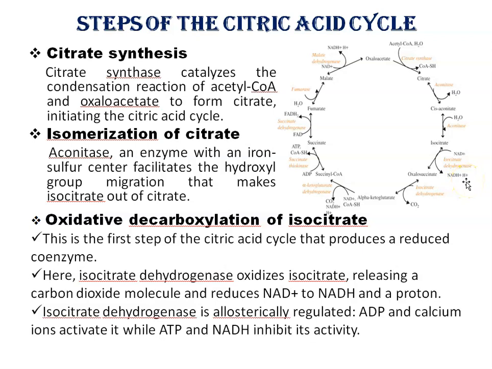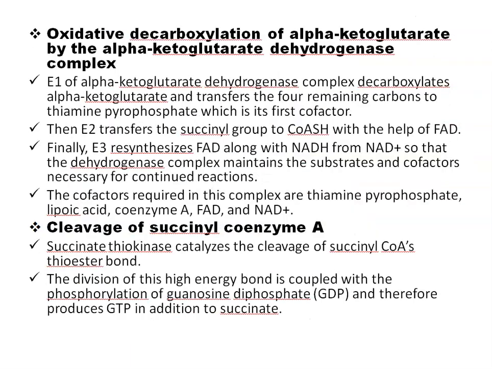So isocitrate dehydrogenase, this enzyme is allosterically regulated. Means here ADP and calcium ions activate while ATP and NADH inhibit its activity, right? Next step is oxidative decarboxylation of alpha ketoglutarate by alpha ketoglutarate dehydrogenase complex.